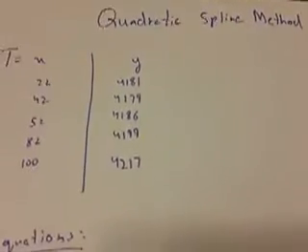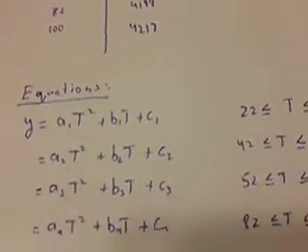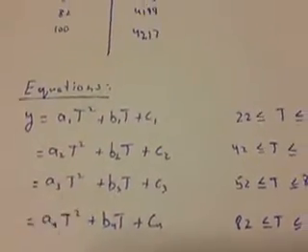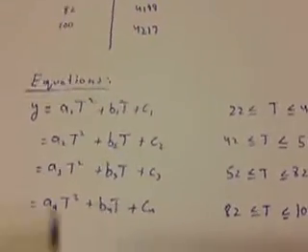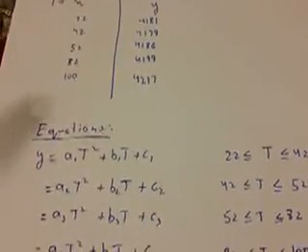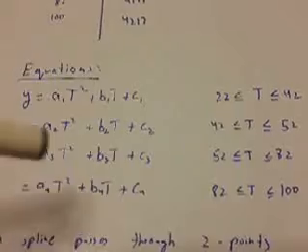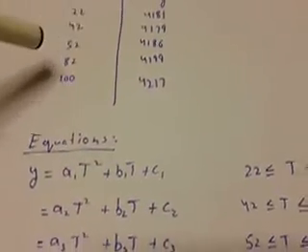Now, what is the quadratic spline method? Basically, we have to form these four equations, okay? And why do we have to form four equations? Why not 6 or 8 equations? Well, it all depends on the number of data points given to us. In the question, only 5 data points were given to us. So we formed a total of 4 equations for all of these intervals.